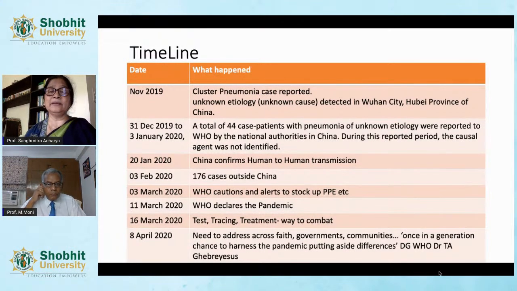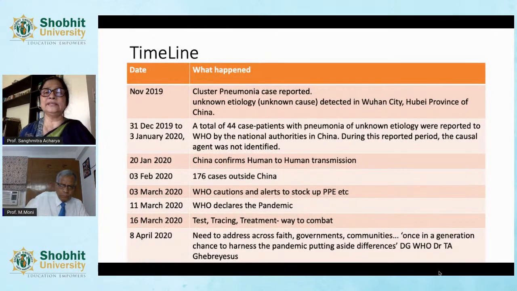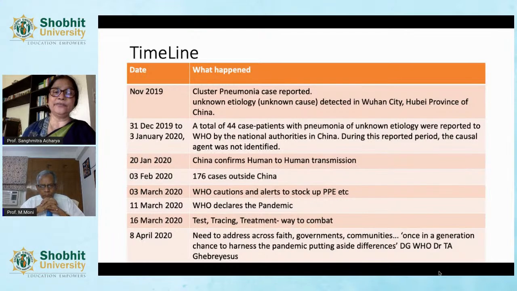Therefore, I would want to perhaps get down to relating this with the timeline of how we see this pandemic becoming the kind of havoc that it has become. We all know that way back in November 2019 the first cluster of pneumonia was reported, and it was labeled as something of unknown etiology, and we know the city was Wuhan. And between 31st of December and 3rd of January, we had 44 cases reported to the WHO office of China. What was more important is that the causal agent was still not identified.